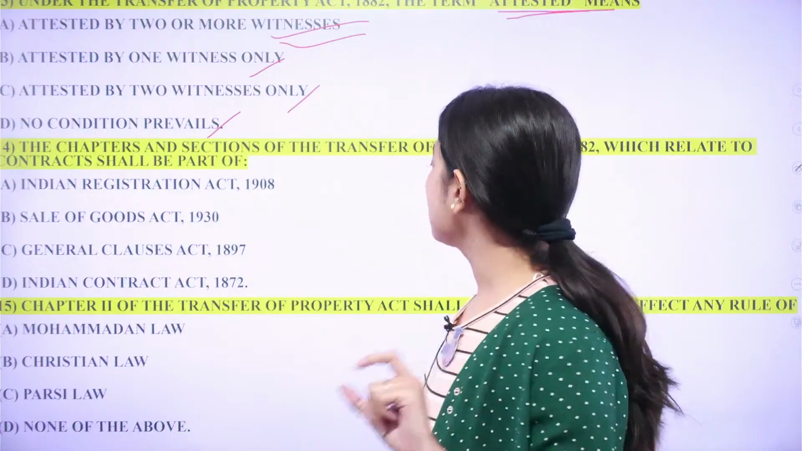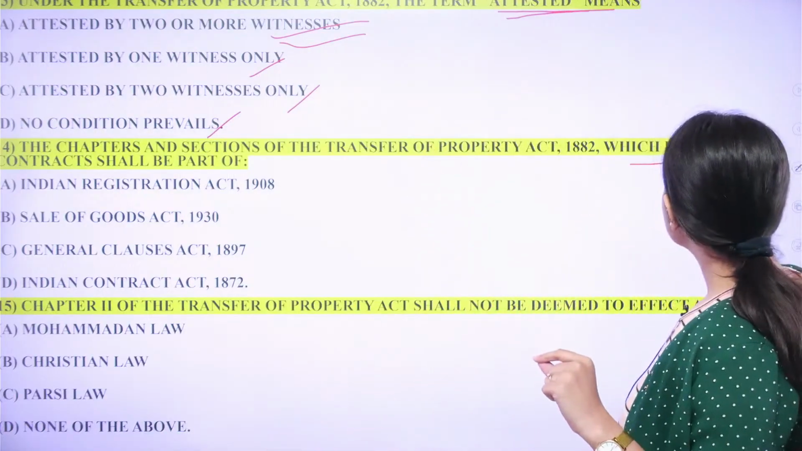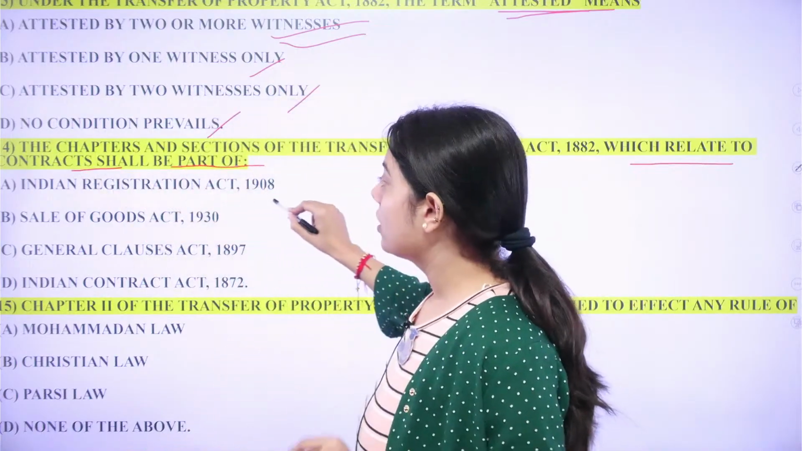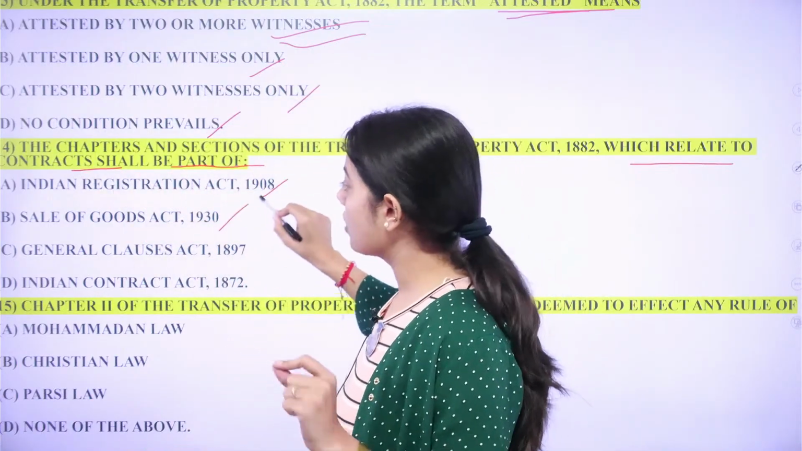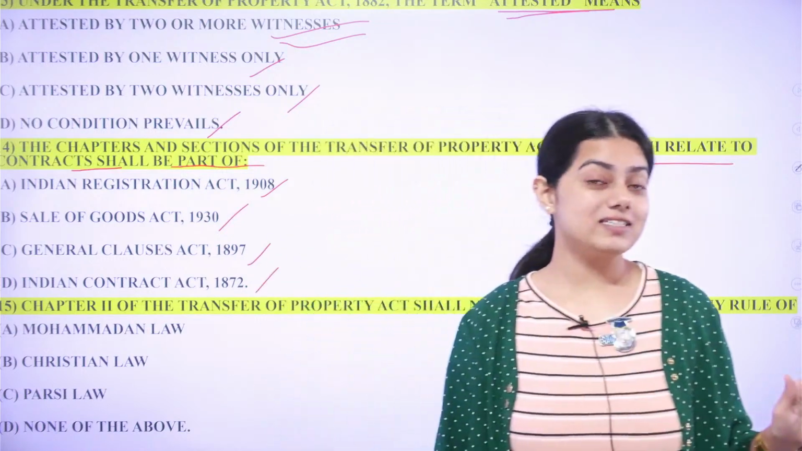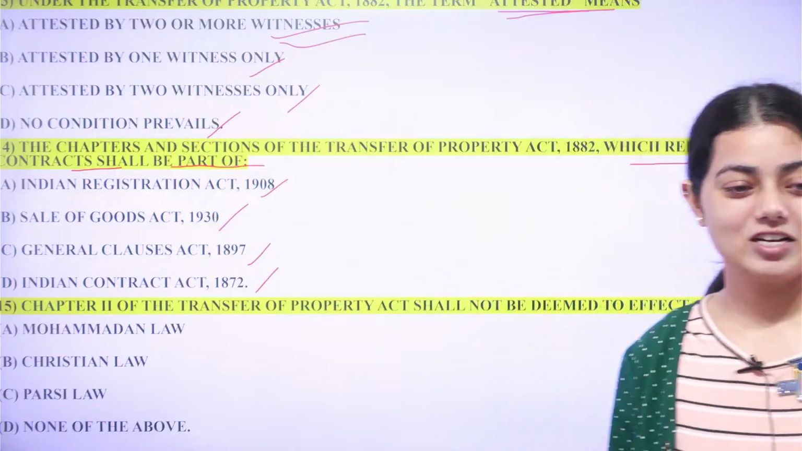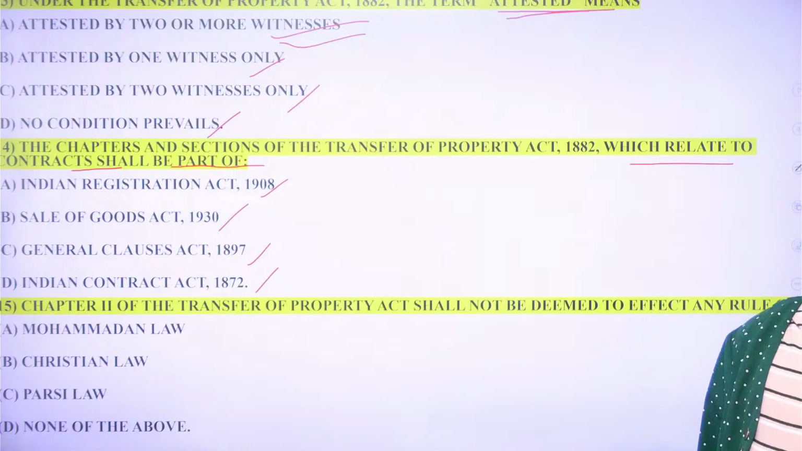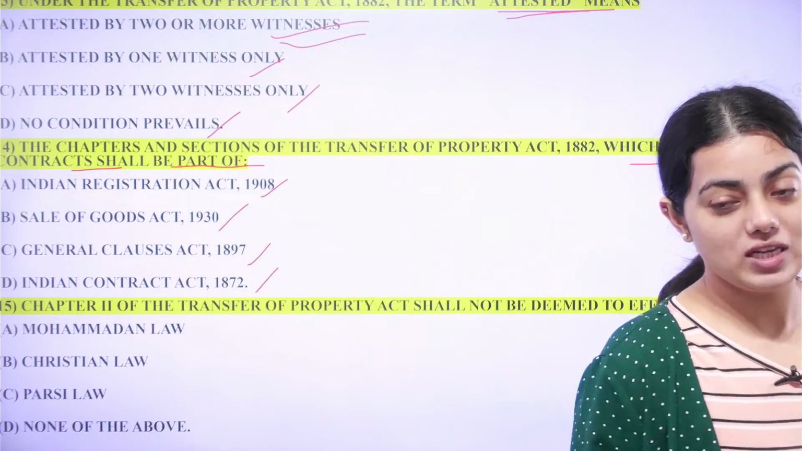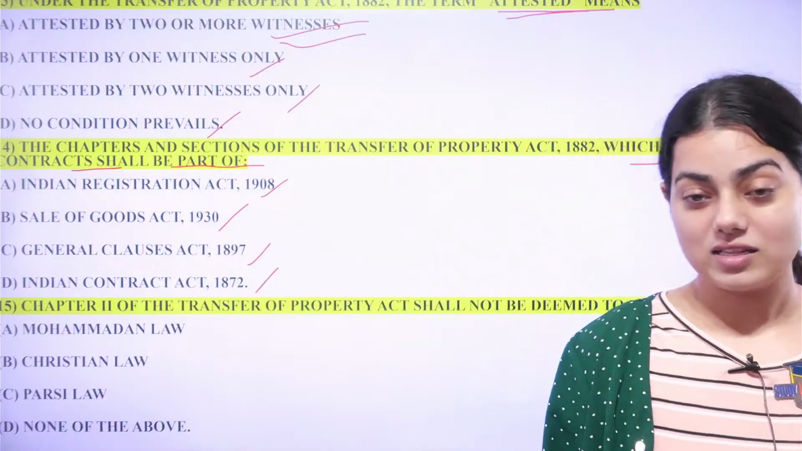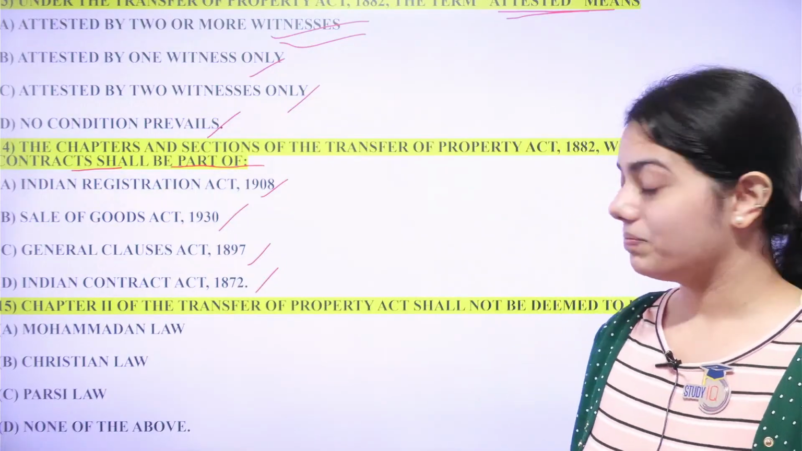The chapters and sections of TPA which relate to contracts shall be part of which Act: Indian Registration Act, Sale of Goods Act, General Clauses Act, or Indian Contract Act. It cannot get easier than this. Answer this question fast. Students are very active in the chat box and I am really liking it, and I am really thankful that you are actively participating in this session. Answer question number 14.